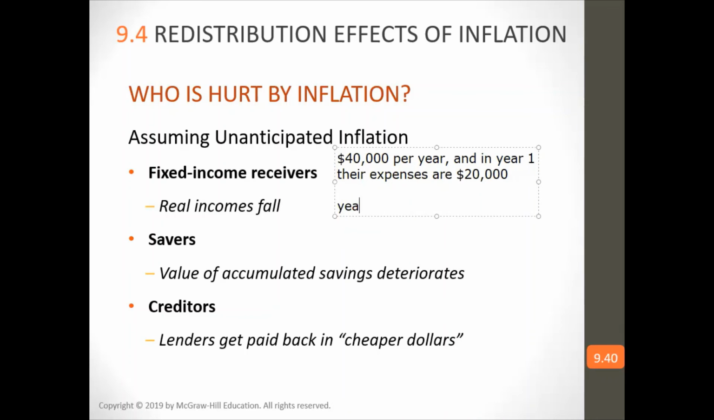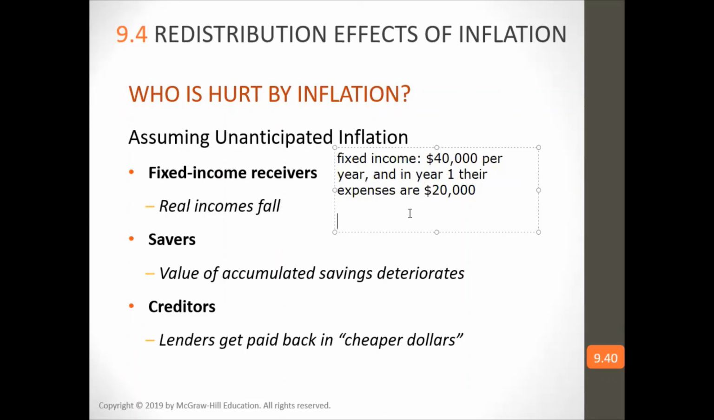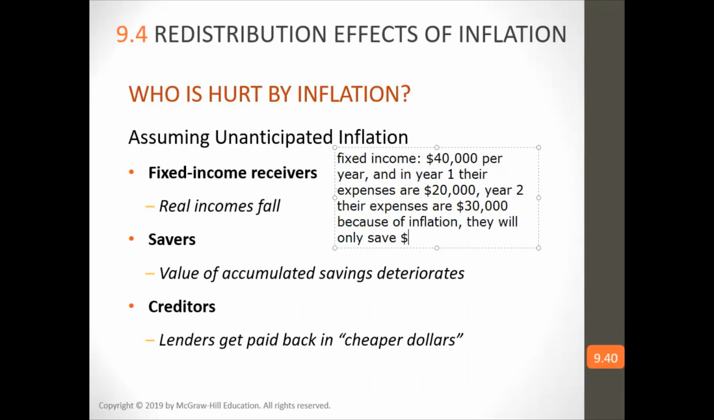Then in year two, their fixed income doesn't go up, it just stays the same. And in year two their expenses are 30,000 because of inflation. They will only save 10,000 in year two compared to 20,000. So yeah, that hurts. When they have a fixed income, they're really hurt by inflation.